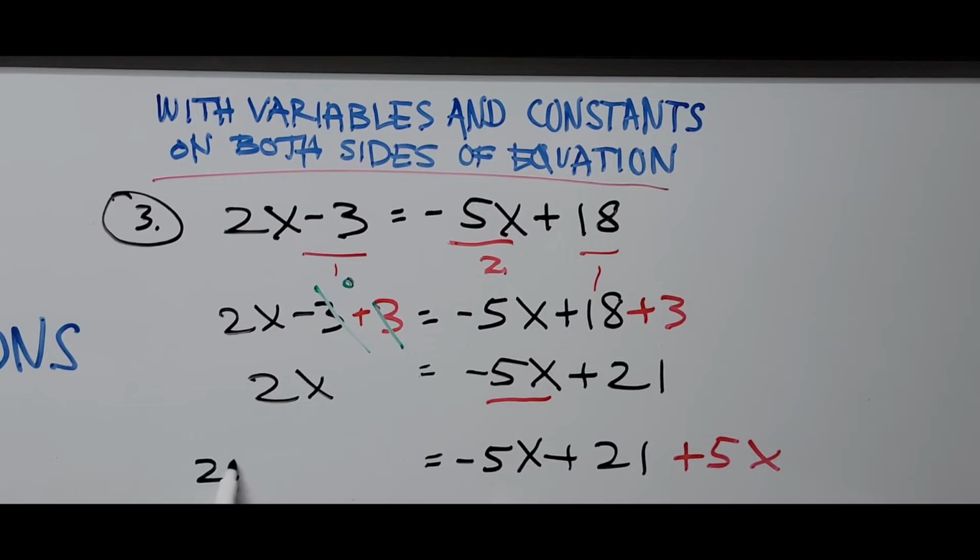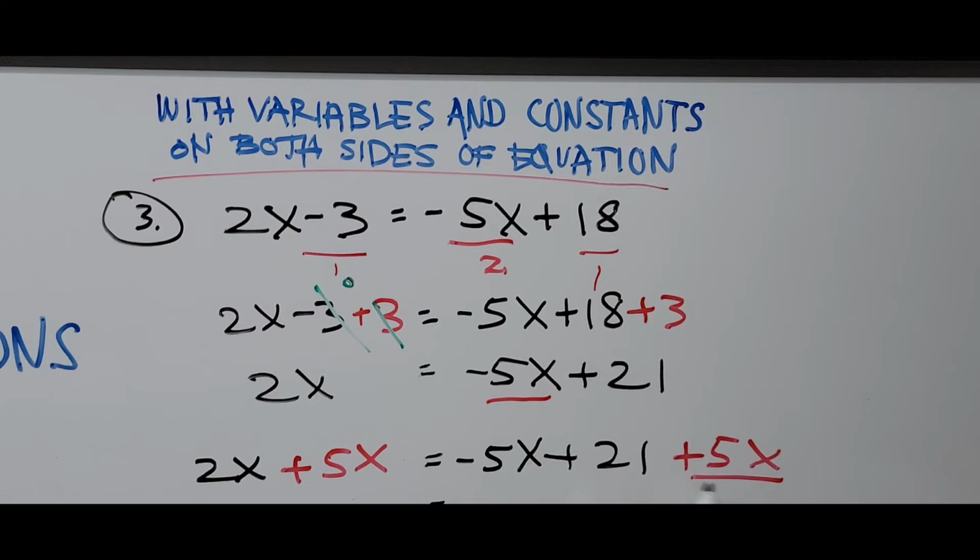2x, and you got a 5x also here. That's what we do on the right. Do it on the left. So that's 5x. All right. We have 2x plus 5x is 7x equals.